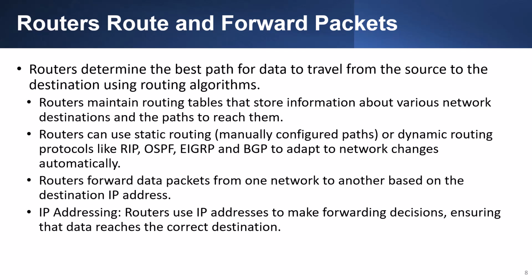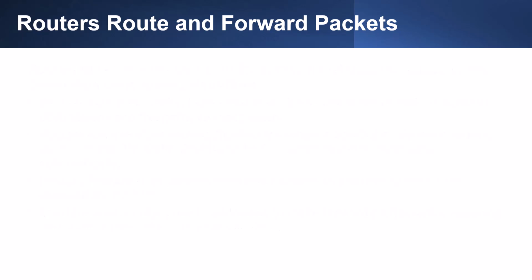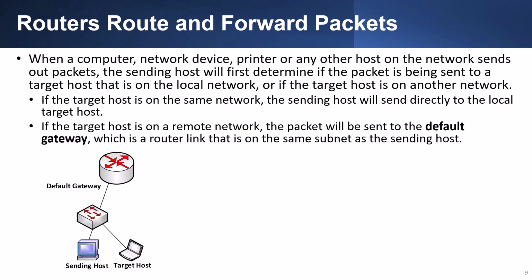Routers forward data packets from one network to another based on the destination IP address. Routers use IP addresses to make forwarding decisions, ensuring the data reaches the correct destination. When a computer, network device, printer, or any other host on the network sends out packets, the sending host will first determine if the target host is on the local network or on another network. If the target host is on the same network, the sending host will send directly to the local target host. If the target host is on a remote network, the packet will be sent to the default gateway, which is a router link that is on the same subnet as the sending host.